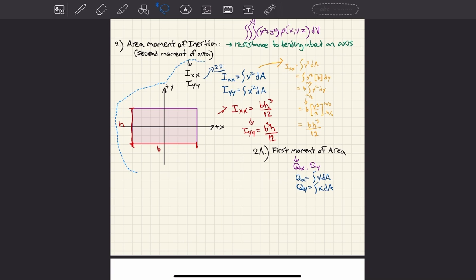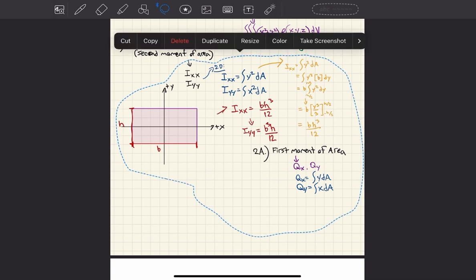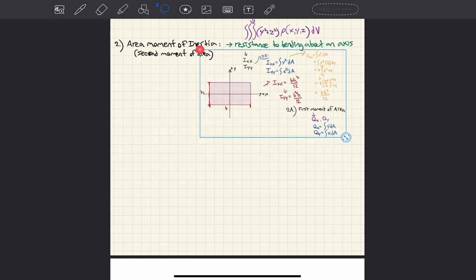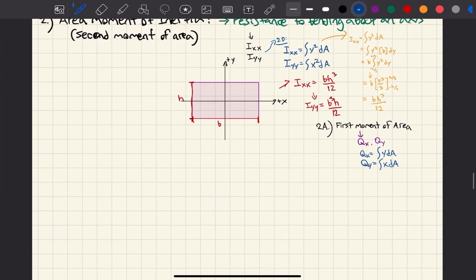We're going to talk about the last and third topic, and that is the polar moment of inertia. Let me just make this a bit smaller. That's the polar moment of inertia, right? So we'll call this 3. Polar moment of inertia.